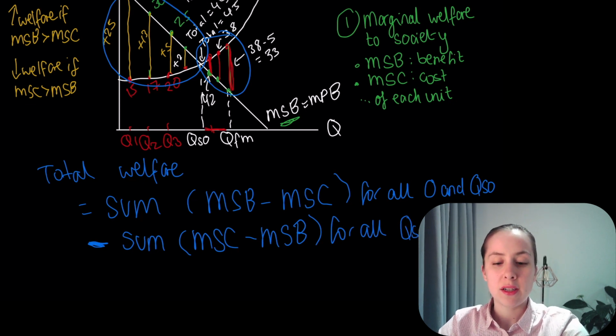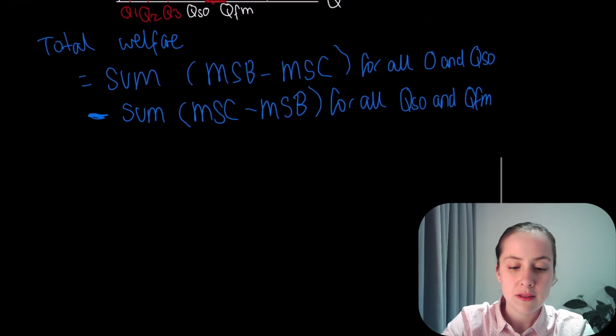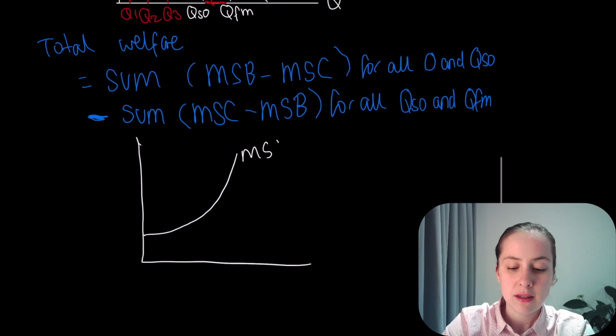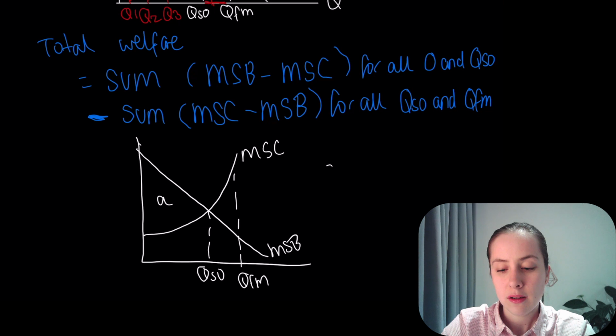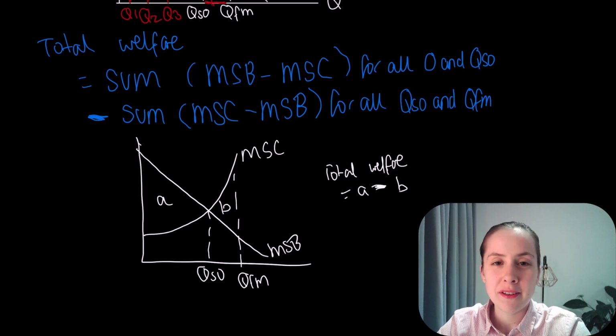So bringing this all together, if I were to add some labels to this, this one's MSC, this one's MSB, this one's QSO, this one's QFM. The total welfare is the sum of area A minus the loss in welfare at B. And that's the answer.